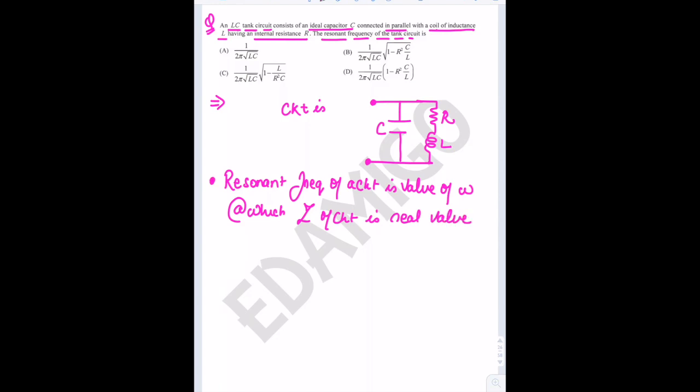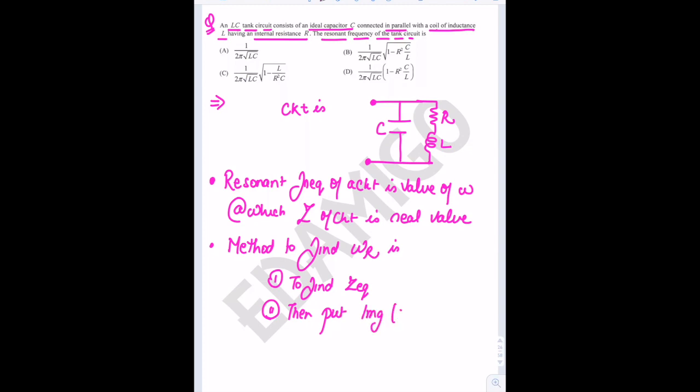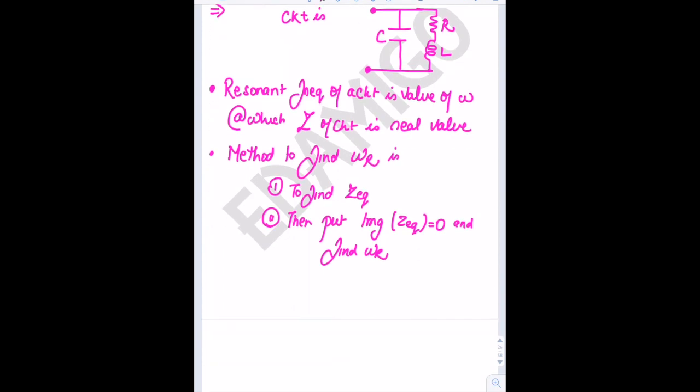Okay, so what should be the method? So the method to find the resonant frequency omega r is, first of all, to find Z equivalent of the circuit, then put imaginary part of Z equivalent equals to 0 and find omega r. Okay, so this is what we have to do.